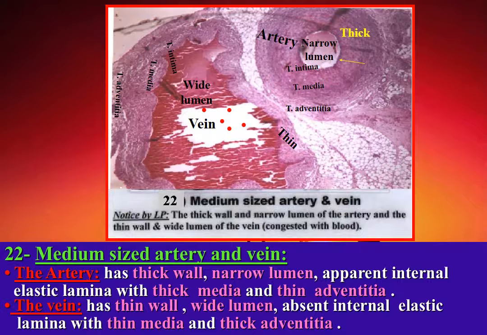The vein, on the other hand, has a thin wall, wide lumen, and may contain some blood inside it. Its wall is the usual three coats: tunica intima, tunica media, and tunica adventitia. But there is absence of internal elastic lamina, with thin media and thick adventitia.